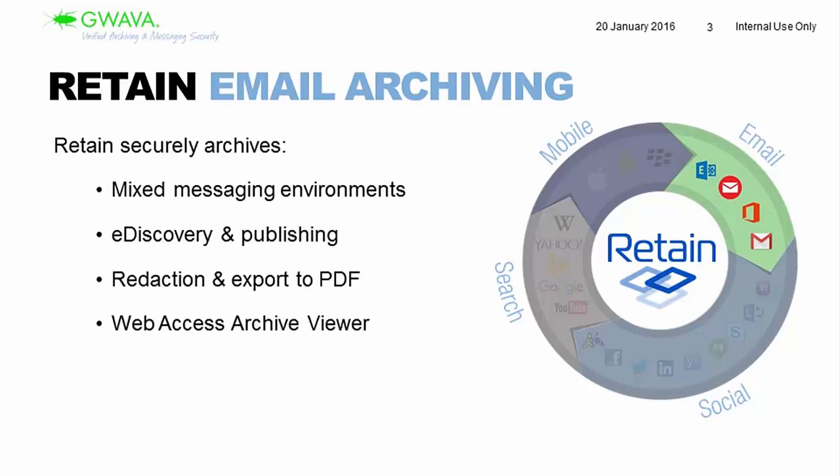As I stated, to begin with, the email portion of Retain supports mixed messaging environments. So if you're in an environment that's running GroupWise and Exchange, or Exchange and Office 365, or Office 365 and Gmail, which can be pretty common for universities, you have the ability to have multiple systems archived into one central archive. On the email side of it, there are certain things that it archives, right?